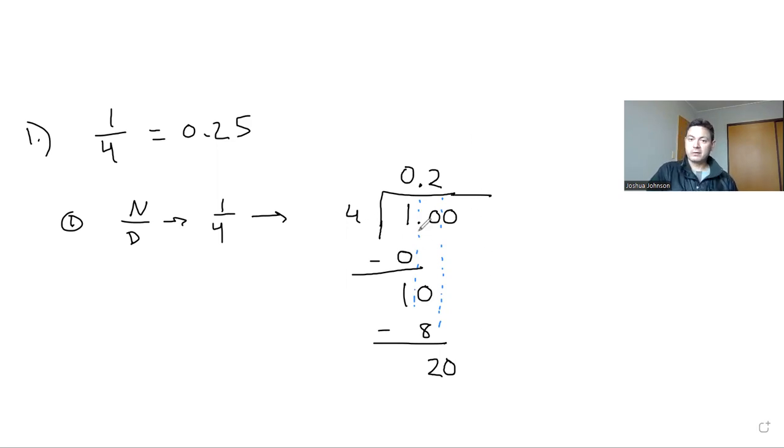Now again, repeating this process, how many times does 4 go into 20? Well, I know that 4 goes into 20 5 times because I have a good understanding of my times tables. Times tables are foundational to understanding long division. So above that 0 that I just brought down is that 5. 4 times 5, I know, is 20, and it goes underneath here. Now we subtract those two. 20 minus 20 is 0. Now there's no value left.